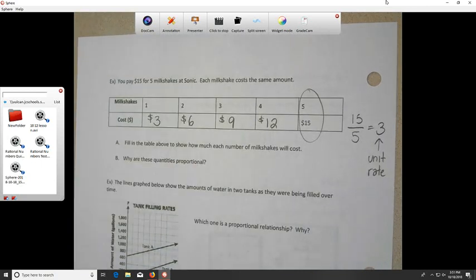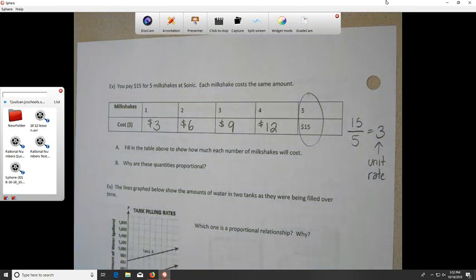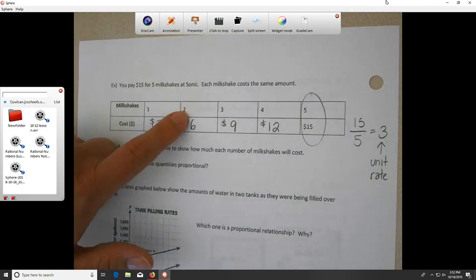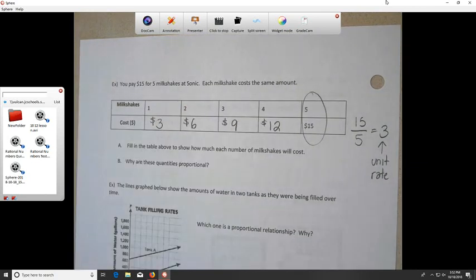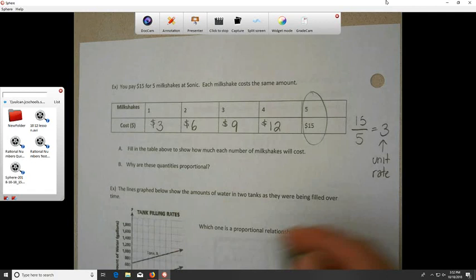So now part B, why are these quantities proportional? All right, so there's a few different ways that you could describe this. You could use the constant ratio argument that we used in the last question and say they're proportional because the ratio of cost to number of milkshakes is the same the whole time. You could also say the unit rate is the same the whole time. All right, so I'll use that answer for this one.